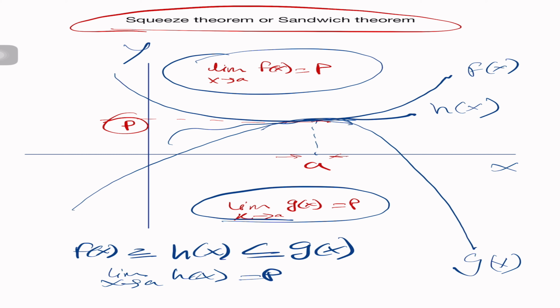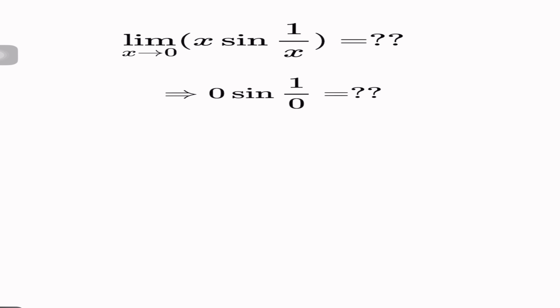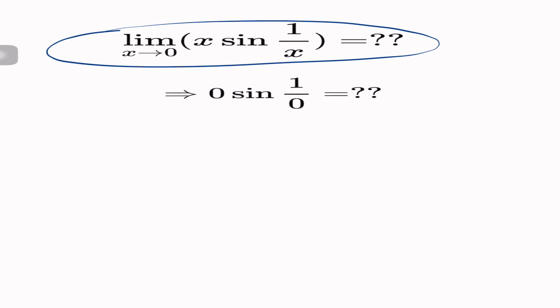So let's do an example that will give us the answer. Look at this. This is one kind of tricky function, right? Because when x approaches 0, if you plug in 0, you get sine of 1 over 0, which is undefined. This is tricky. So instead, let's write this sine function in between two easy functions. We know the sine function is always between -1 and 1.